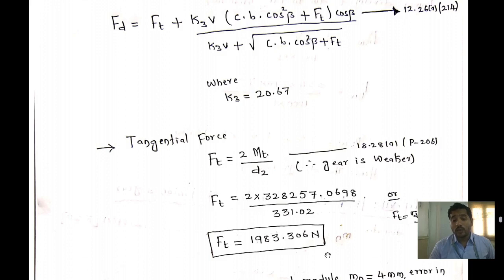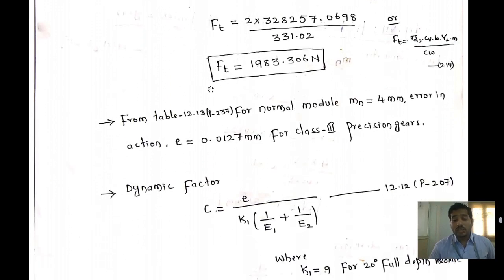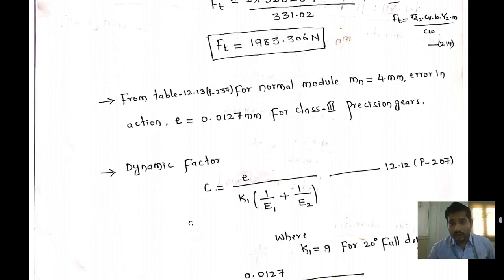If you divide the value, then you will get the tangential force as 1983.306 Newton. After that, our intention is to find the dynamic factor value. For that we have to refer to table number 12.13, page number 237. For the normal module we consider 4 mm, and the error in the action we take here is 0.127 mm for a class 3 precision gear.